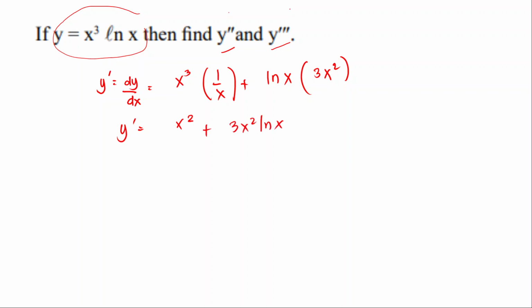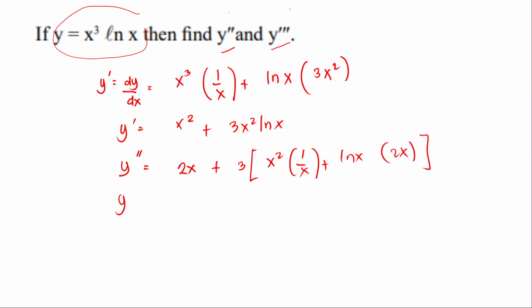So, pag kukunin natin second order, derive lang natin ulit to si y prime. So, magiging y prime prime. So, ito is 2x plus product ito ulit. Okay, so x squared 1 over x plus ln x 2x. So, ayusin natin. Y prime prime is equivalent to 2x plus cancel ito. Magiging 3x plus 6x ln x. So, nahanap na natin si y prime prime.